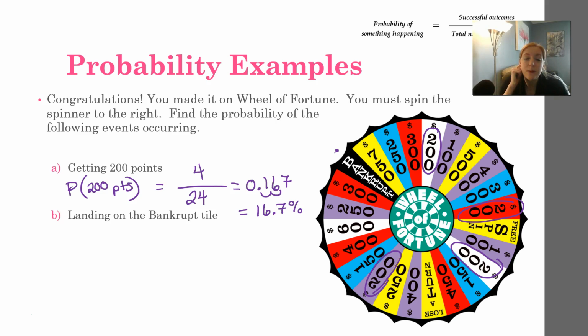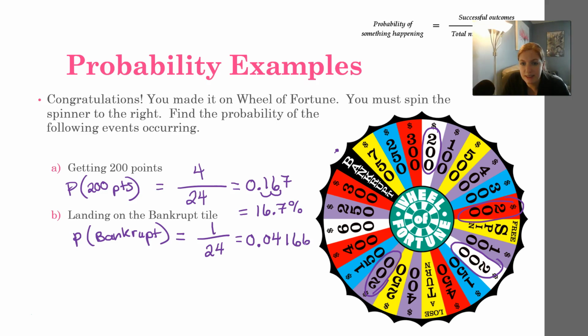Okay. What's the probability of landing on the bankrupt tile? That's the tile you do not want, right? We do not want that tile. So how many different ways is there to get the bankrupt tile? Only one. There's only one tile that's bankrupt. Out of how many? 24. So again, 1 divided by 24 gets you 0.04166, and so on and so forth.